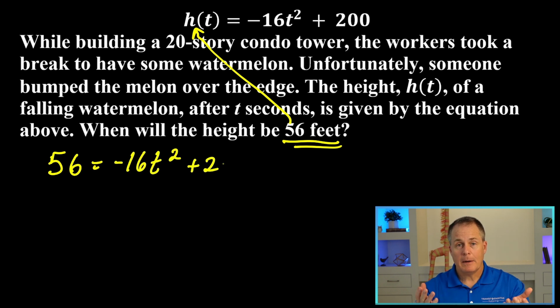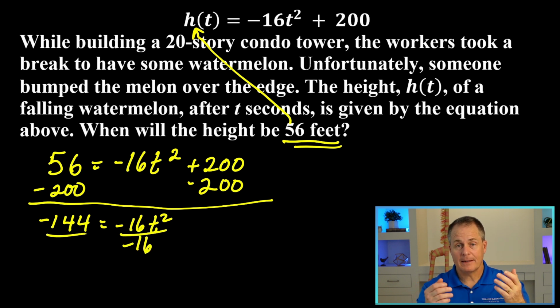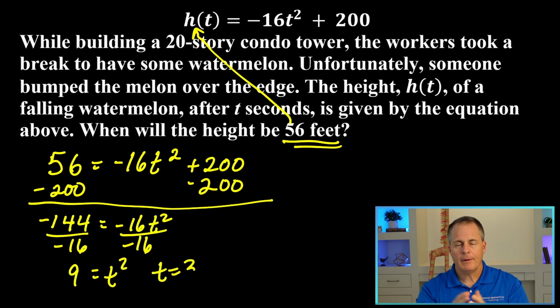Well, if we want to get t by itself, we should probably subtract the 200 first. So that gives us negative 144. Divide both sides by negative 16, and that gives us t squared equals 9. So what number squared equals 9? Well, 3, of course. So t is 3. I hope that helps you on test day.